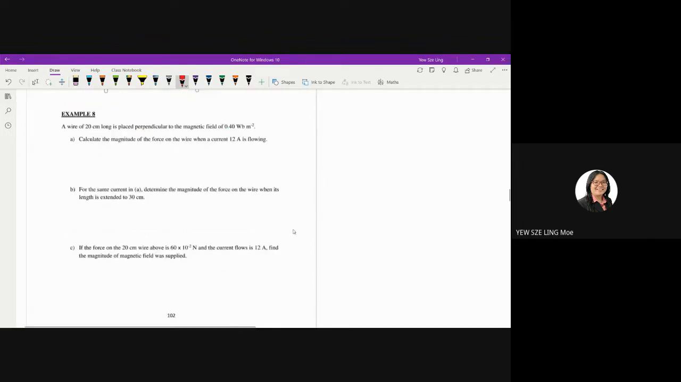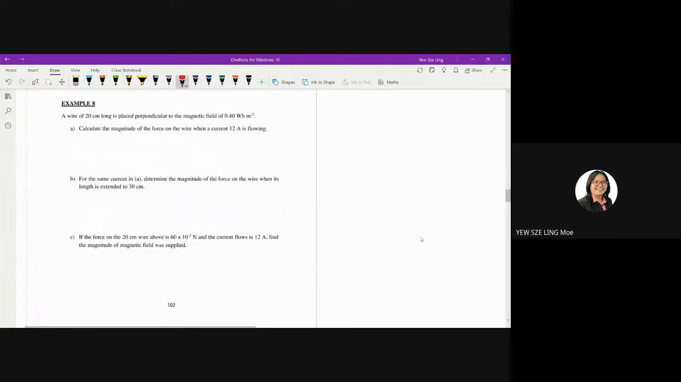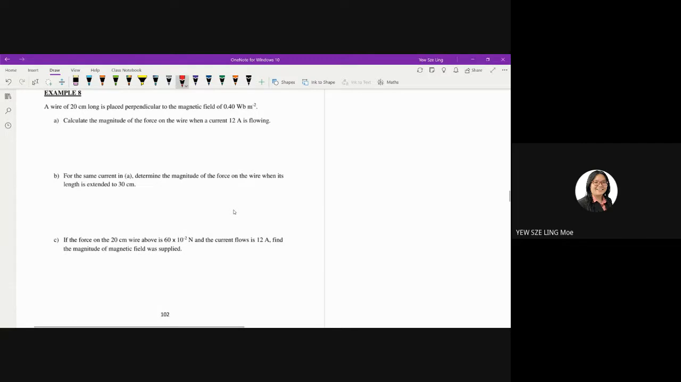Now let's look at example 8. Oh, we have one more, example 9. Example 8 and example 9 are the last two examples for today's slot. After we are done discussing, then I will let you go. So a wire of 20 cm long, this is your wire, is placed perpendicular to the magnetic field. So this is your B. The magnetic field given is 0.4 Weber per meter square, and the length is 20 cm.